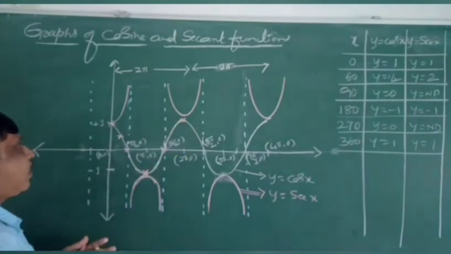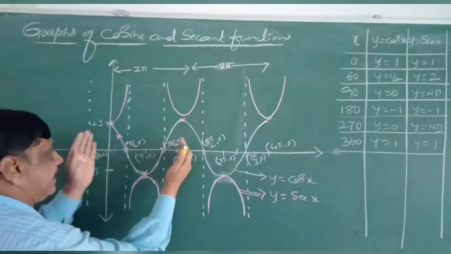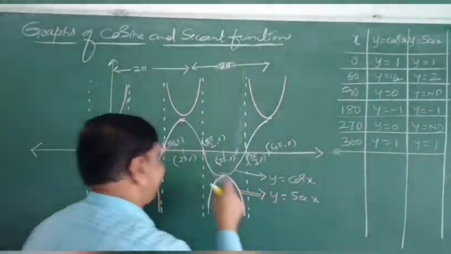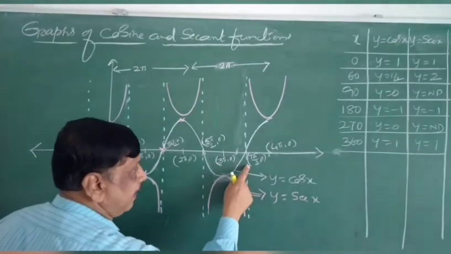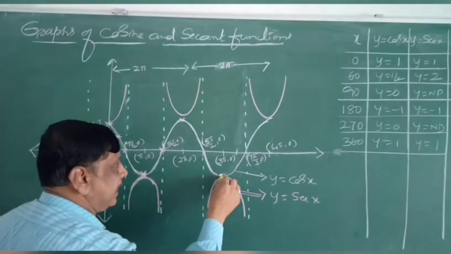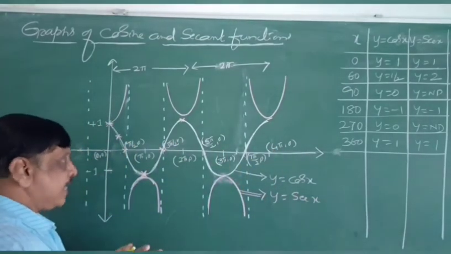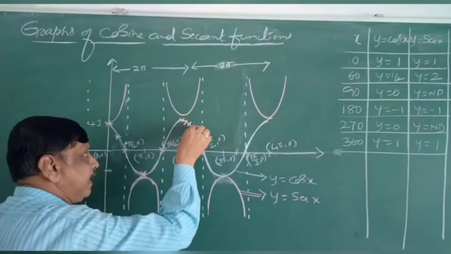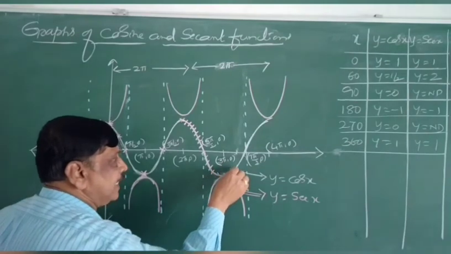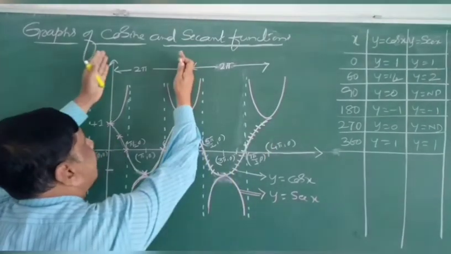So here, after joining all these points, we get the shape of the curve y equals cos x in the interval 0 to 2 pi. Again we move on, increasing the angles 5 pi by 2, 3 pi, 7 pi by 2, 4 pi. Again the curve repeats the same shape in the interval 2 pi. So hence we say that cos x is a periodic function with period 2 pi.